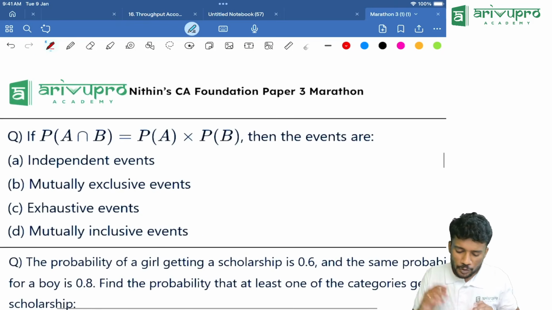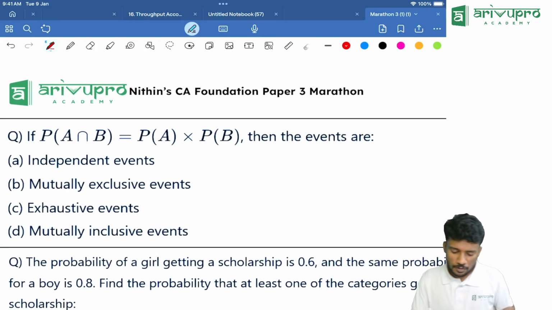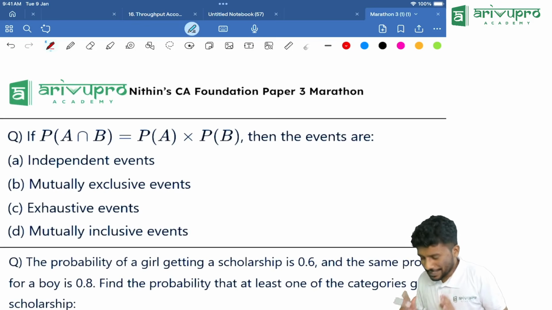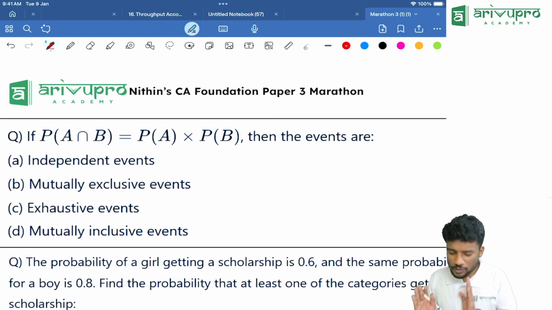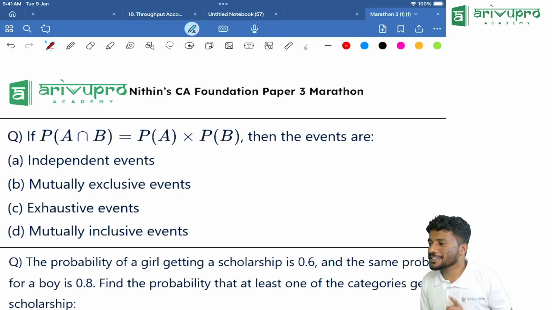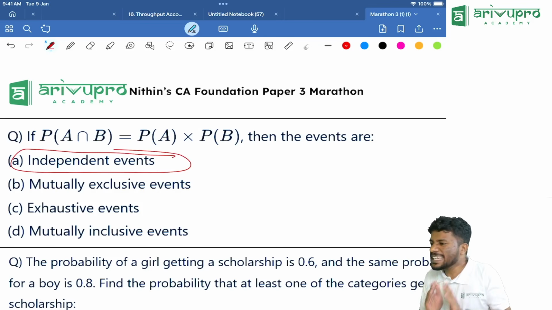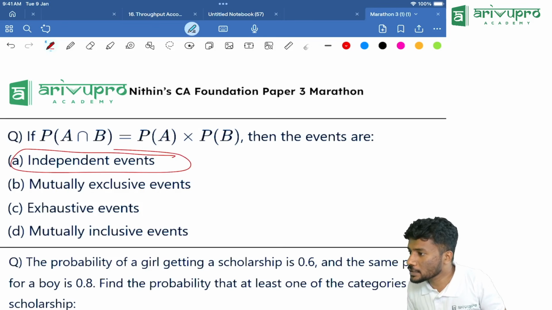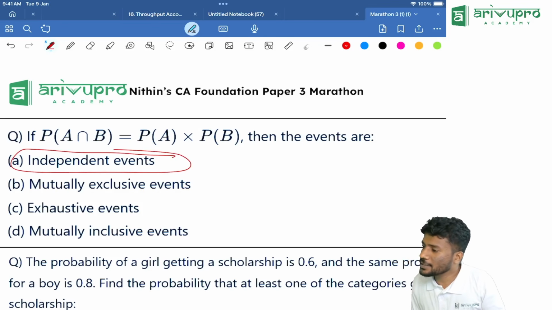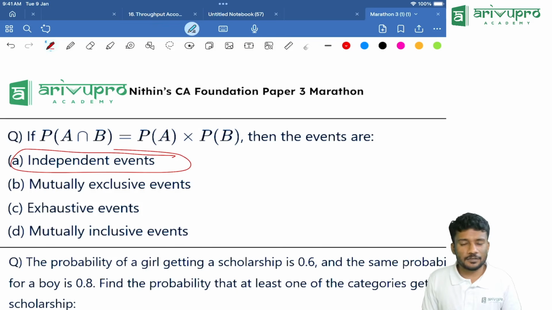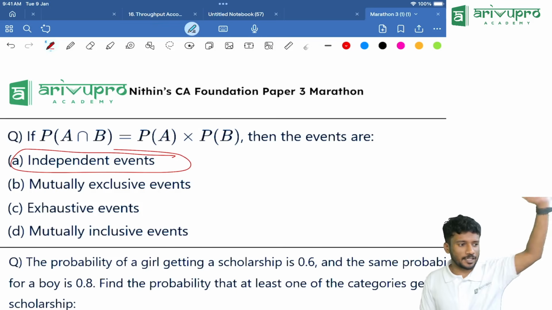Okay. Now you tell me, what is it? Everyone should type. When P of A intersection B is equal to P of A into P of B, what is that event? That event is called an independent event. Yes, we can also take LCM, right? Yes, Nivedita, up to you. Whatever is in your mind, do that at that moment.